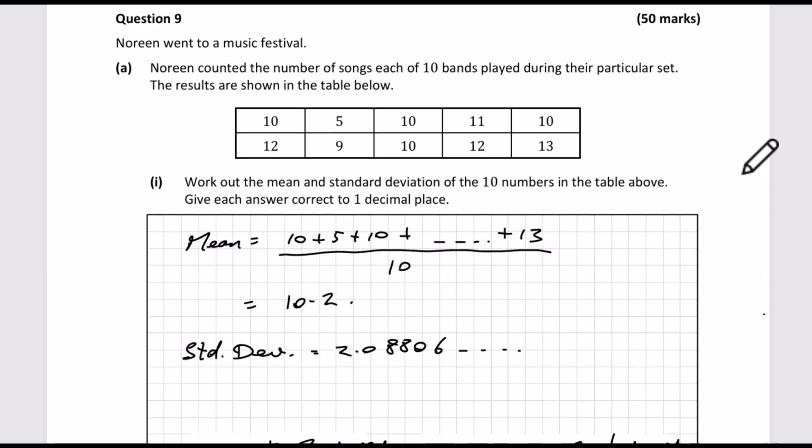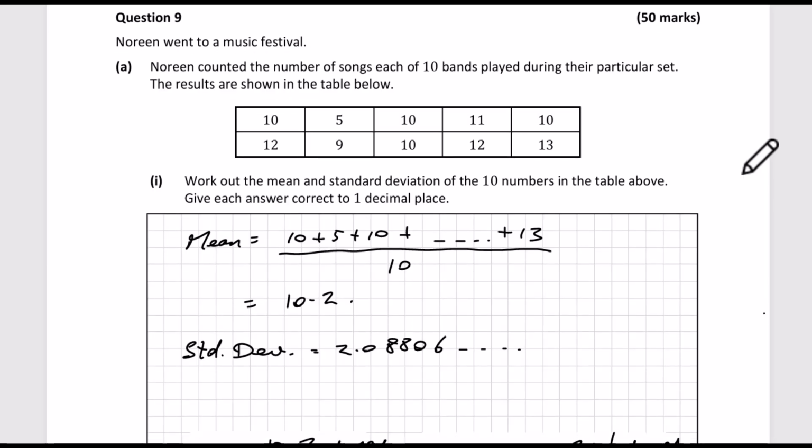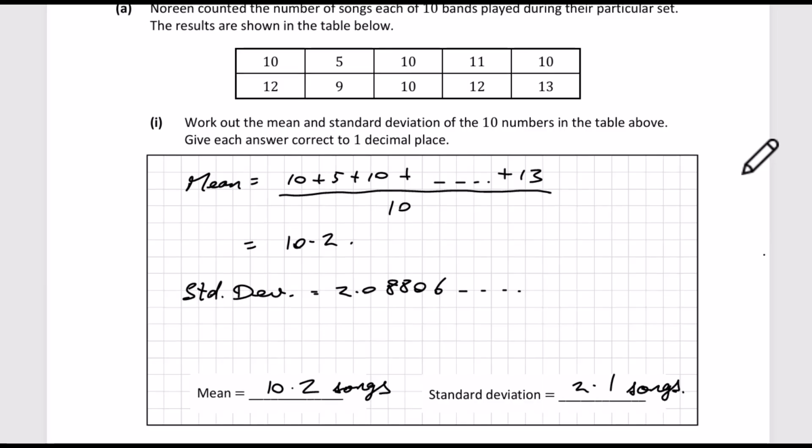Okay, question 9 then. Noreen went to a musical festival. Noreen counted the number of songs each of 10 bands played during their particular set. The results are shown in the table below. Work out the mean and standard deviation of the 10 numbers in the table above. Give your answer correct to 1 decimal place. So I've done this already. The mean, you just add up all the numbers, divide by 10.